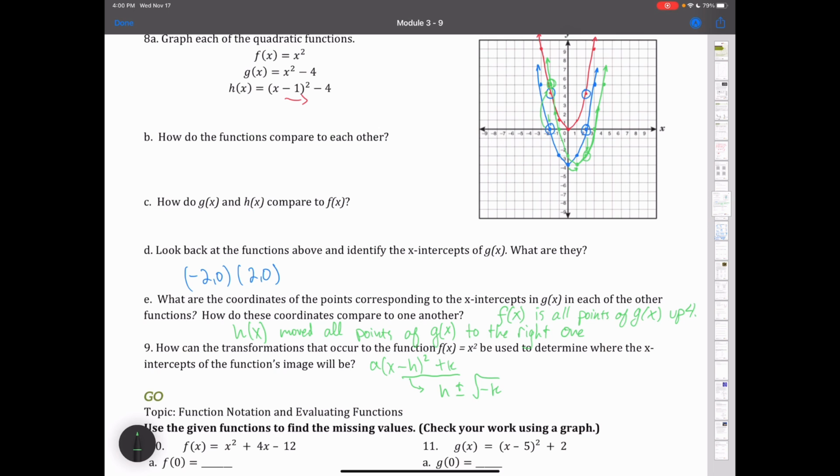So we had where h was positive 1 here. If we did plus or minus the square root of minus a negative 4, which is positive 4, we get 1 plus 2 and 1 minus 2, which tells us that our x-intercepts are at 3 and negative 1. And we look over at our green function, and that's right where they are. So this little formula is how we can get our x-intercepts.